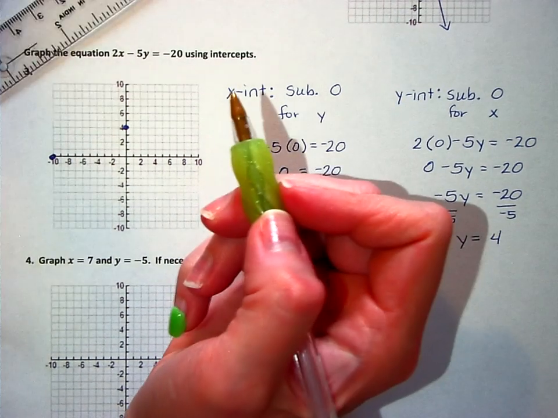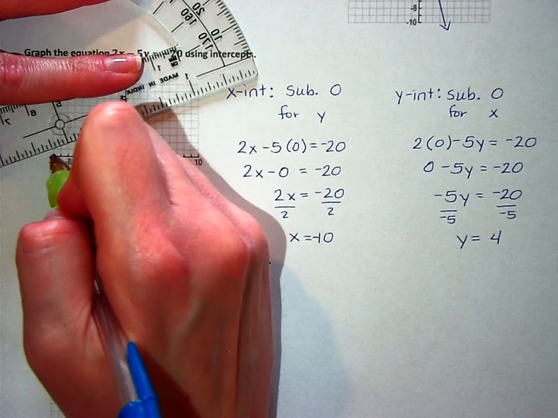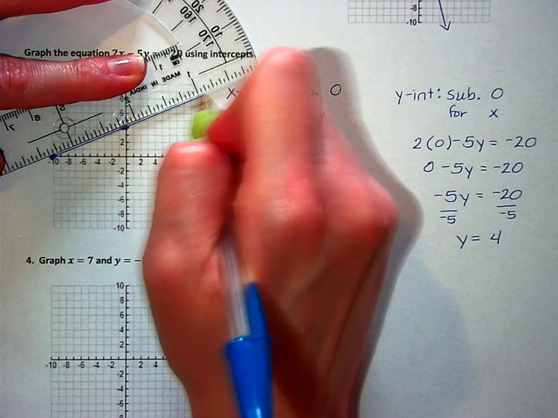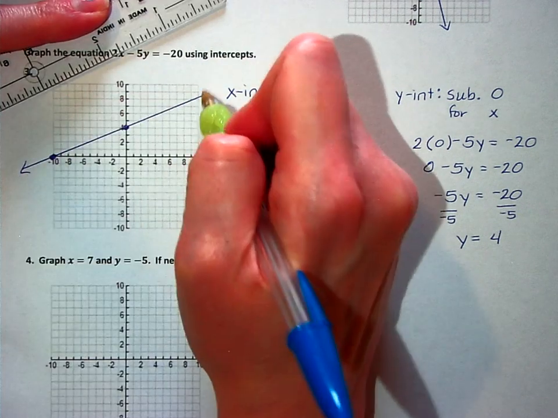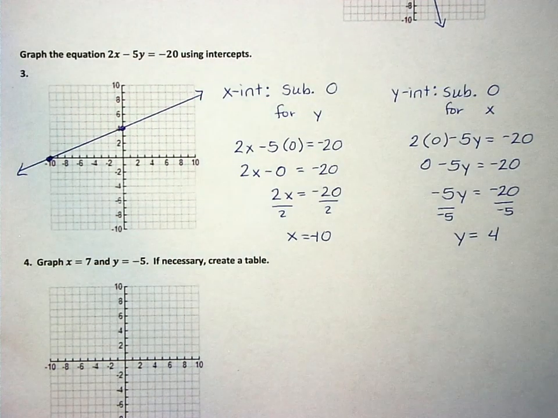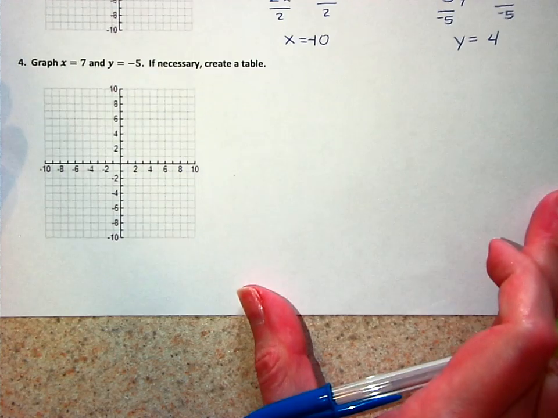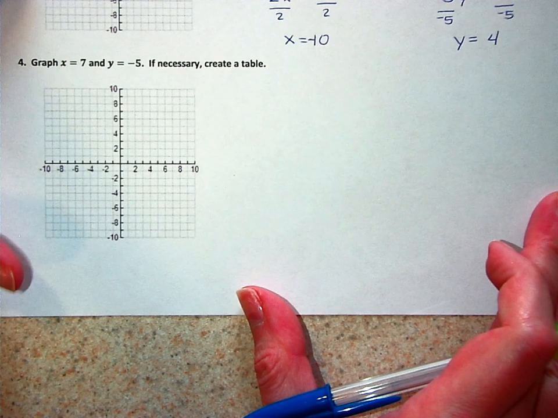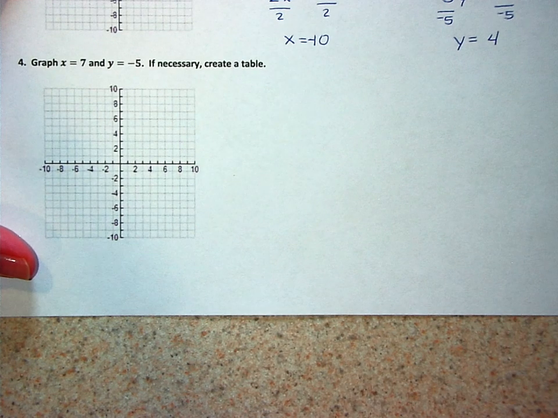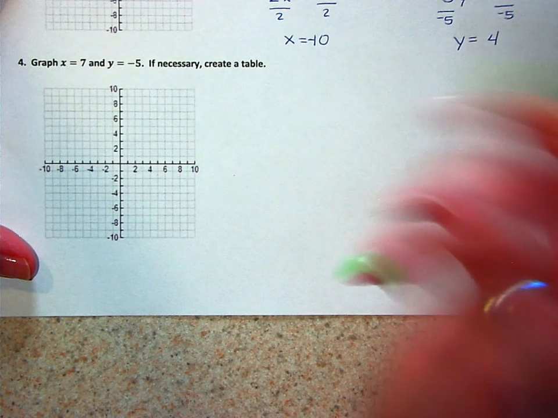Now that you have your 2 intercepts, draw your line all the way through them and make sure you put arrows. Number 4, graph x equals 7 and y equals negative 5. If necessary, create a table.